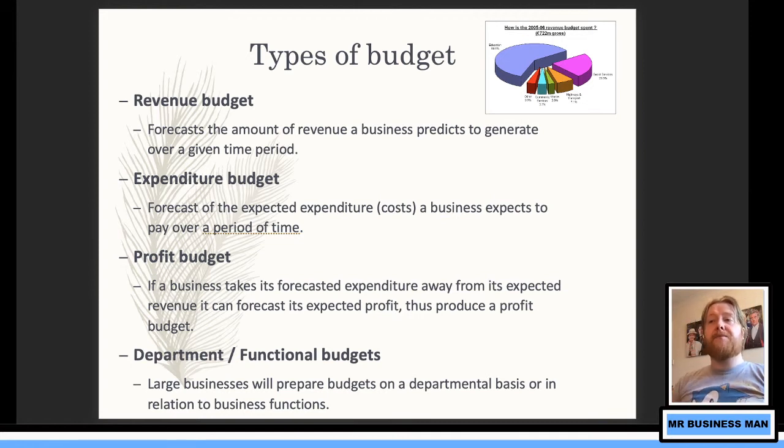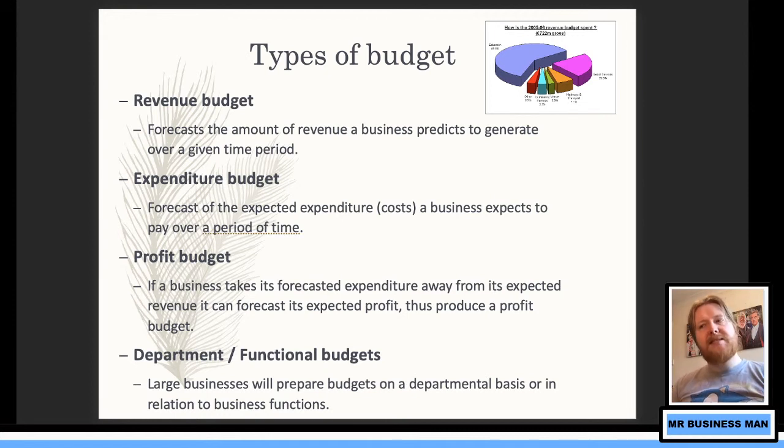Expenditure budget: a forecast of the expenditures, the costs a business expects to make. That seems more reasonable, doesn't it? Expenditure budget. So we don't want to go over the budget that we've thought we're going to spend. You don't want to spend loads more than we did, or make loads more in that regard.